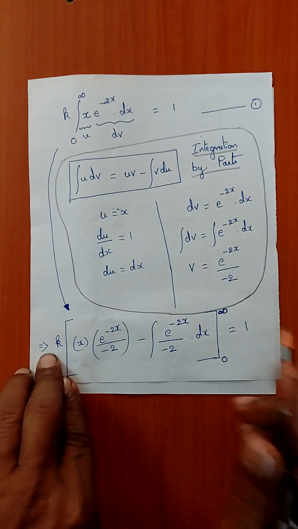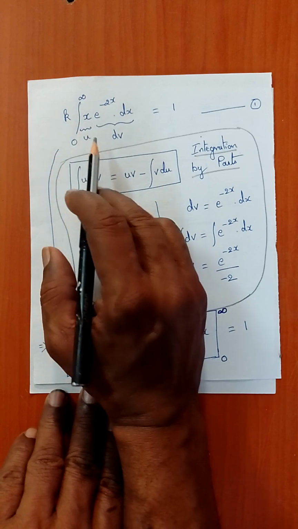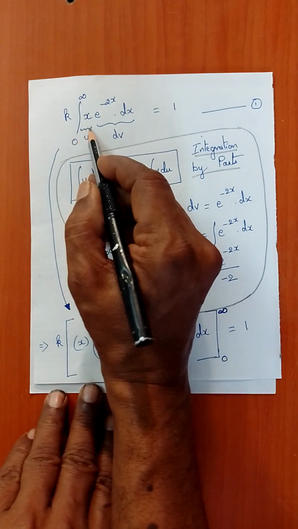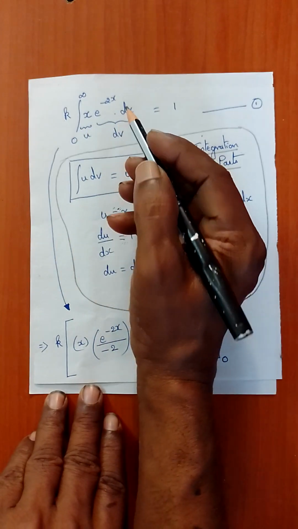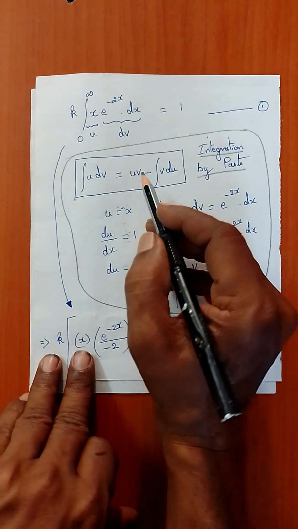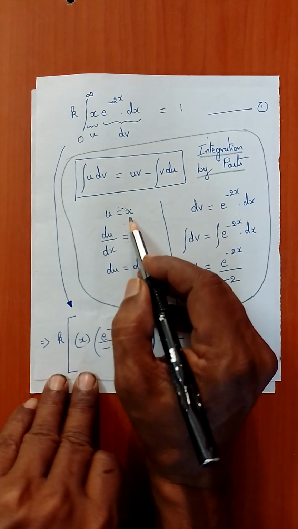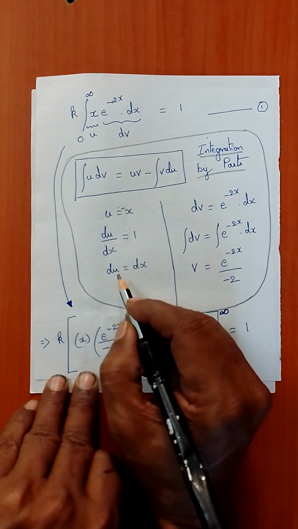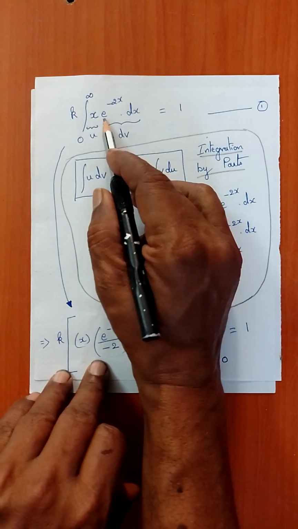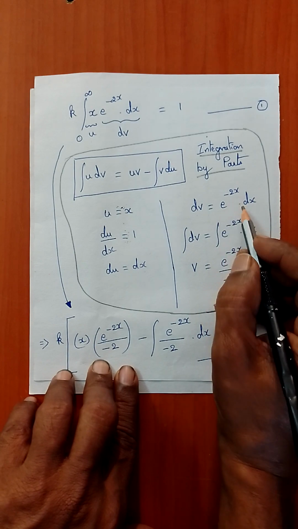So, the second part of the integral will be k integrate 0 to infinity x e power minus 2x dx is equal to 1. You take this as u and this as dv. We know the formula, integral u dv is equal to uv minus integral v du. Now, what is u? u is x. du by dx is 1, therefore du is equal to dx. What is dv? dv is e power minus 2x into dx.